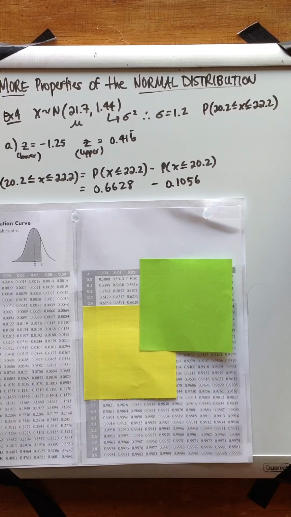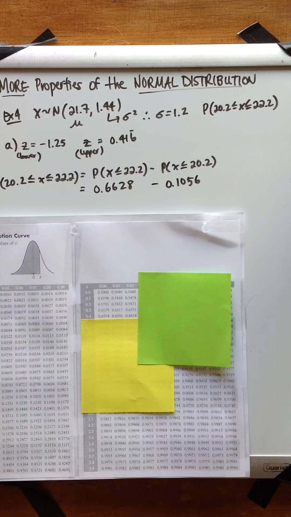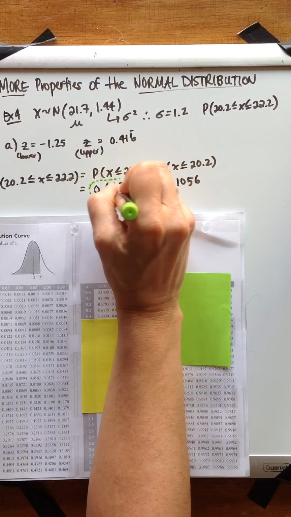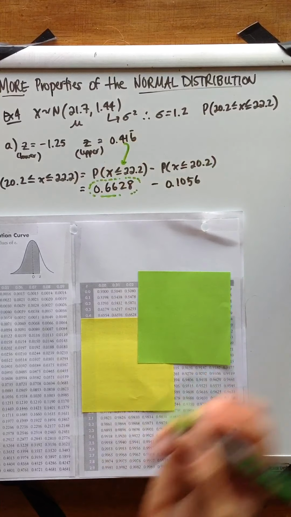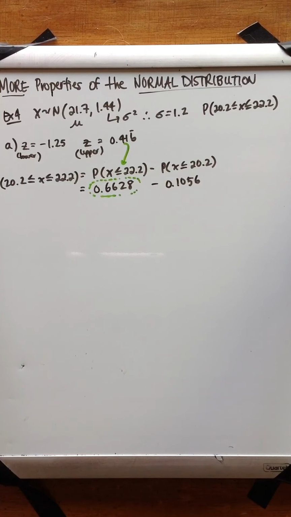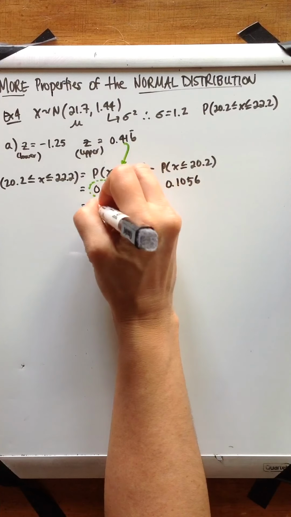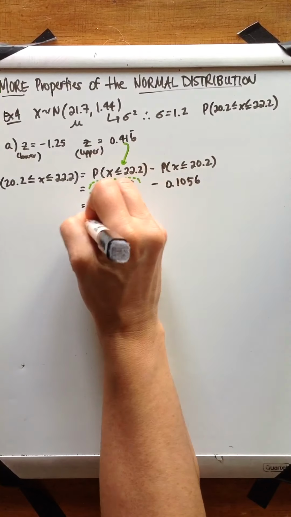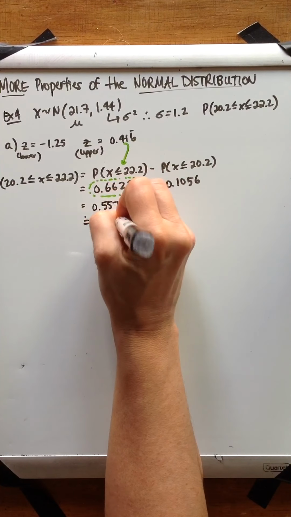So I'm just going to highlight that for a second because it'll come up in our conversation after we use the Google Sheets one too. Okay, so this one had a little bit of an approximation going on. When I subtract those two values, I get 0.5572 or approximately 55.7%.